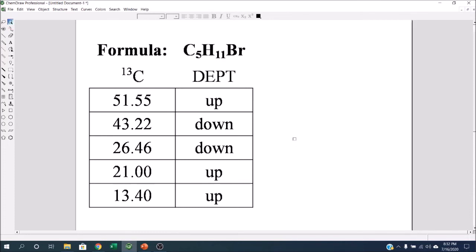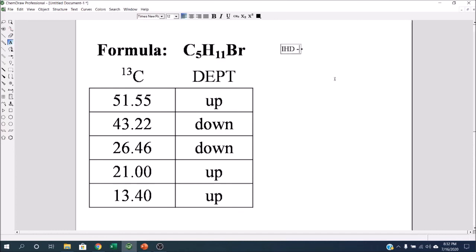Using only the DEPT experiment detail and the chemical formula, it actually is pretty simple. It's common for you to be able to come up with a compound with just that information. So knowing that the molecular formula is C5H11Br, the first thing I always do is calculate my index of hydrogen deficiency.